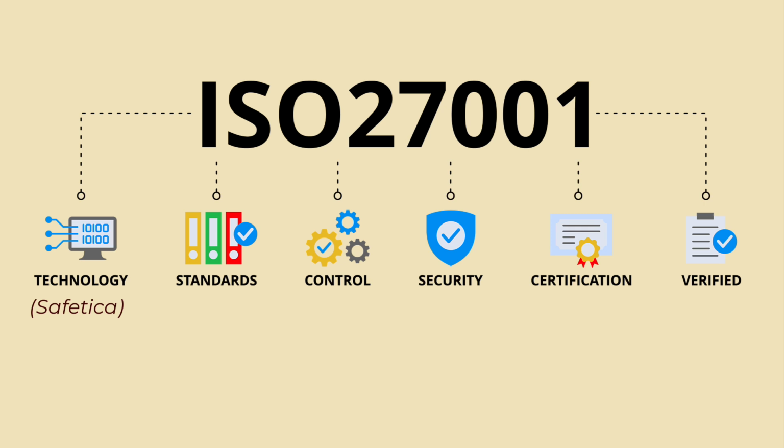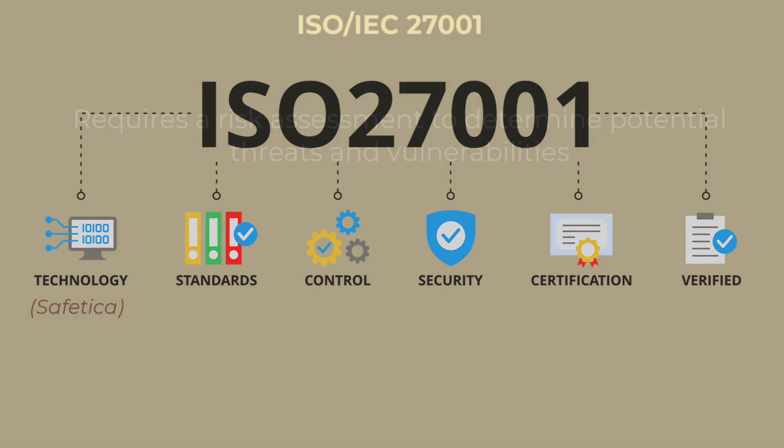ISO/IEC 27001 is an internationally recognized standard for information security management systems, ISMS, providing a framework for organizations to establish, implement, maintain, and continually improve their information security processes. The core goal of ISO/IEC 27001 is to protect the confidentiality, integrity, and availability of information by identifying risks, implementing security controls, and ensuring ongoing monitoring and improvements.